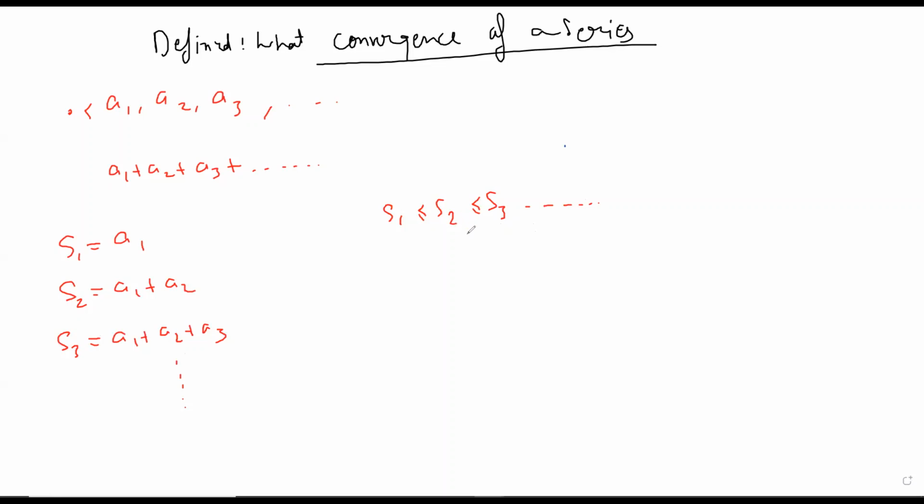If at all it has a bound, then the limit as n tends to infinity of Sn exists, and it equals A1 plus A2 plus A3 and so on to infinity, by definition. So that's the perfect summary of what we did about series till now.